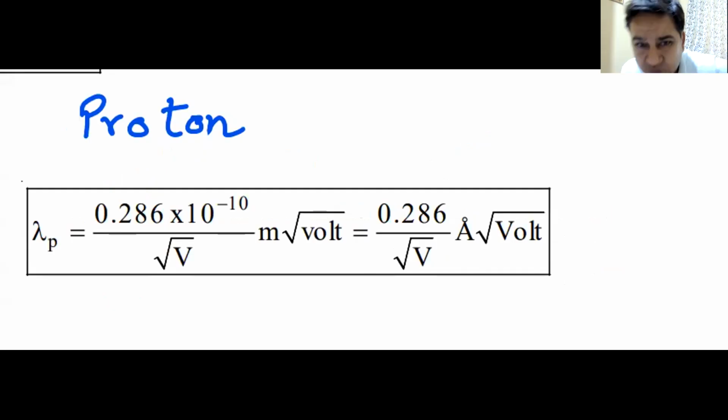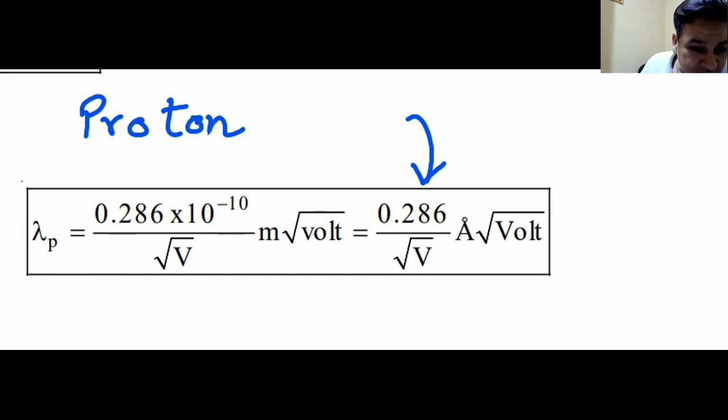I put the values of the mass of the proton and charge of the proton, and I arrive at this formula. In the first formula, you have 12.27 divided by root of V. In this formula, you have 0.286 divided by root V. This is the formula for a proton, a straightforward formula. Do we understand this? Yes, sir. Please note it down.